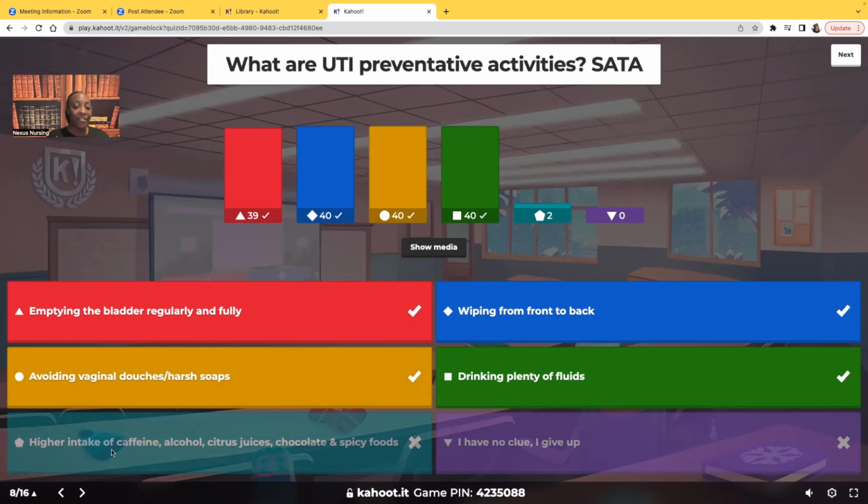So, caffeine. Caffeine is a bladder irritant. I don't know if you guys knew that. It can act as a diuretic, makes you urinate, but it is a bladder irritant. Alcohol. We never encourage alcohol for anything. Citrus juices. Here's what with the citrus juices.